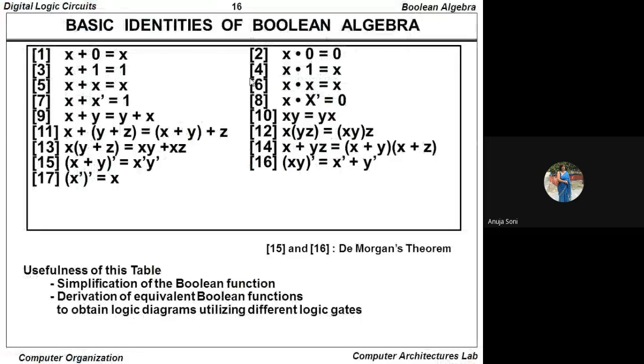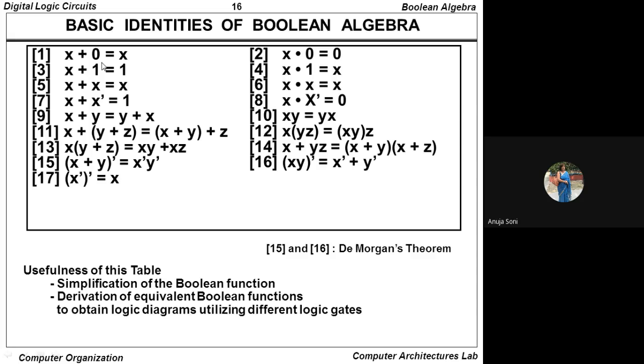Now we come to the basic identities of Boolean algebra. All these identities will help you simplify the given Boolean expressions. You can view two parts, the left hand side as well as the right hand side. All the Boolean identities on the left hand side correspond to the logical OR operation. Everywhere you can view plus, plus, plus, it stands for the logical OR operation. On the right hand side you can view the logical AND operation. These are the standard built-in identities. These can be utilized as such.